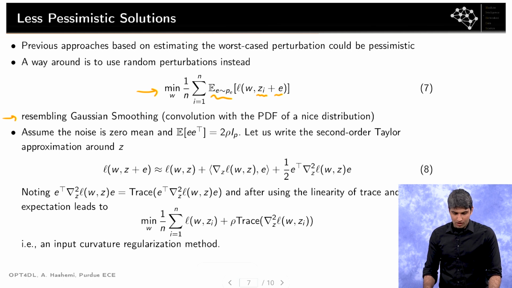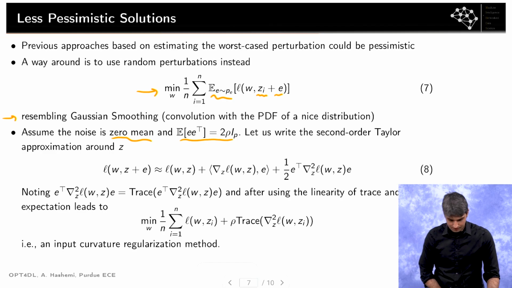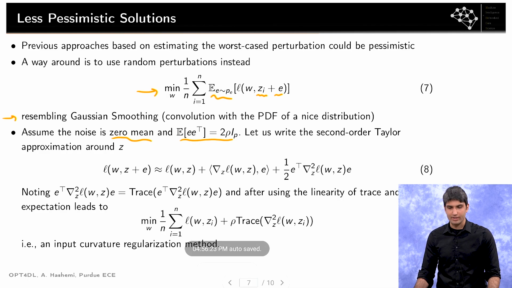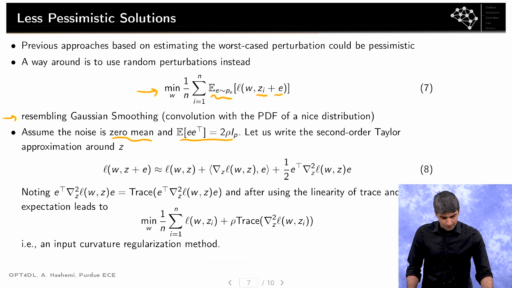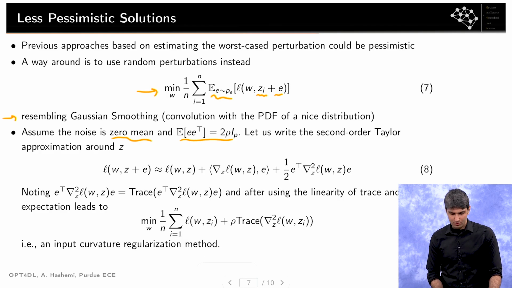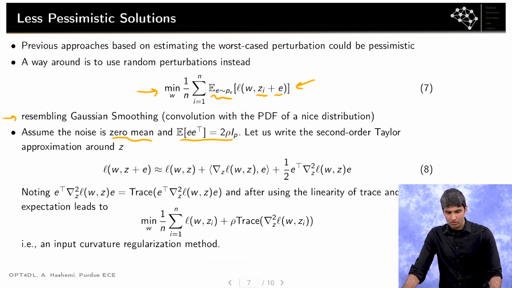Now, how can we solve this problem? Let's assume that the noise we are adding is zero mean. Again, it's a very natural assumption. And let's also assume that it has bounded variance, or bounded covariance, basically. In particular, I assume that the individual coordinates of this noise vector, or perturbation vector, are independent, such that the covariance matrix is some multiple of the identity.